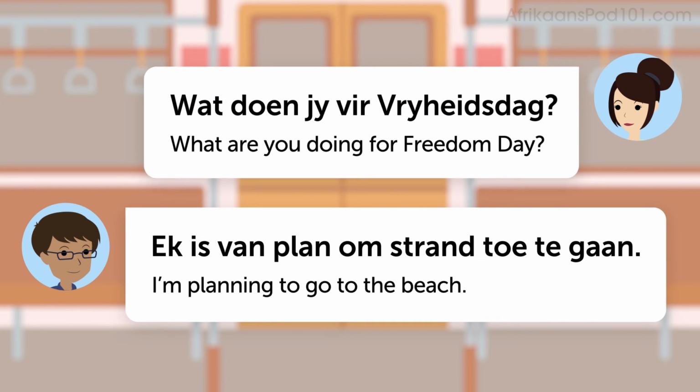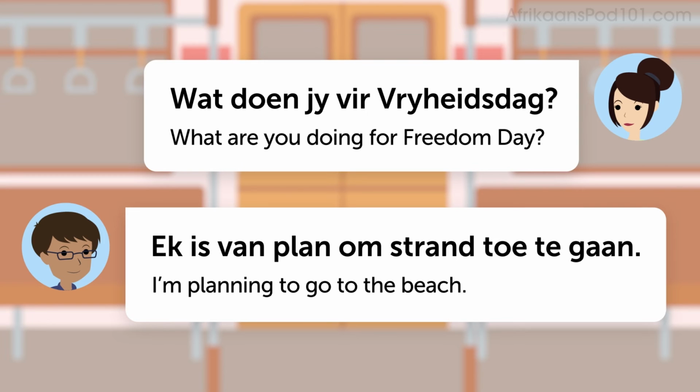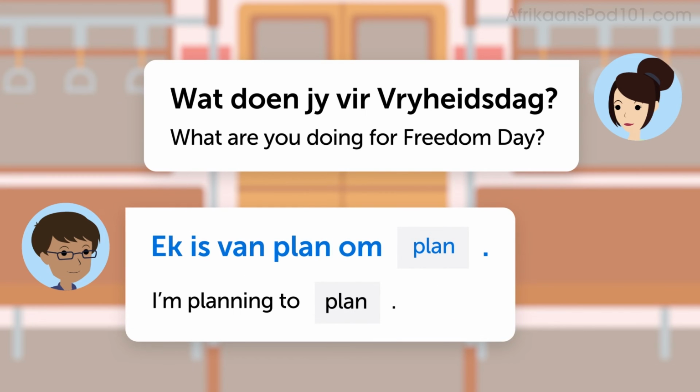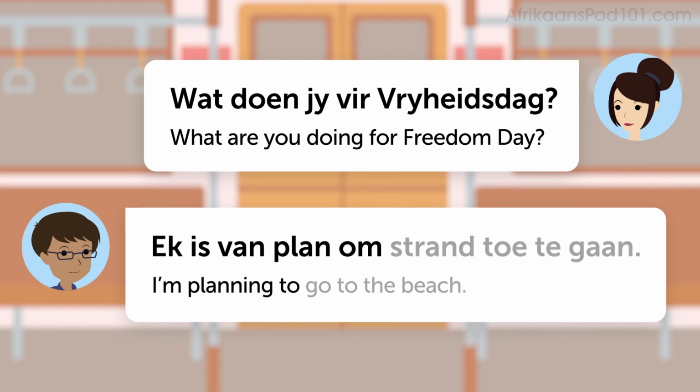Now, how do you answer this question? The pattern is Ek is van plan om plan. I'm planning to plan. For example, I'm planning to go to the beach. Ek is van plan om strand toe te gaan.